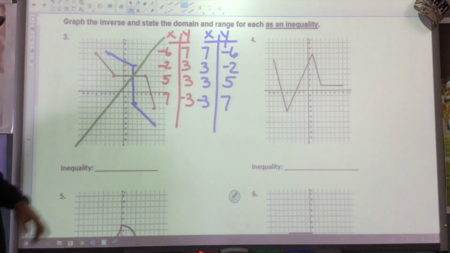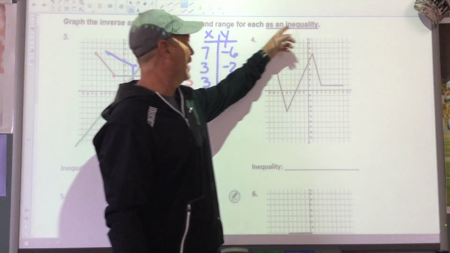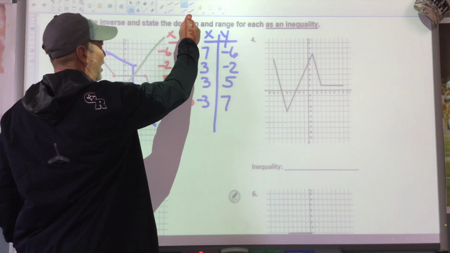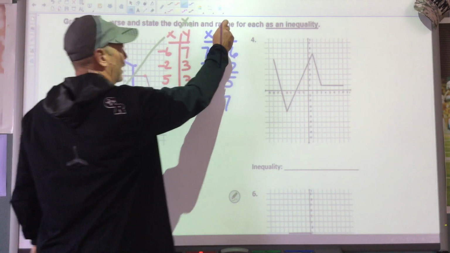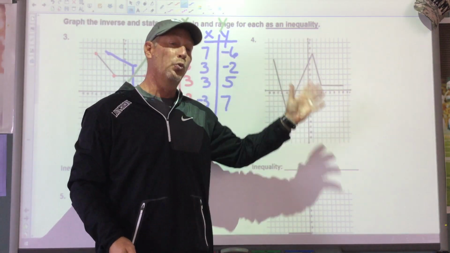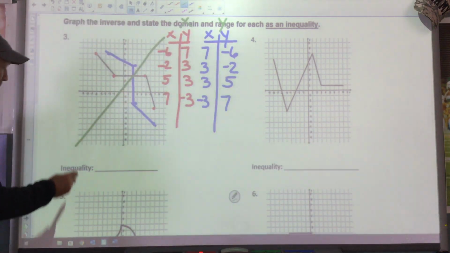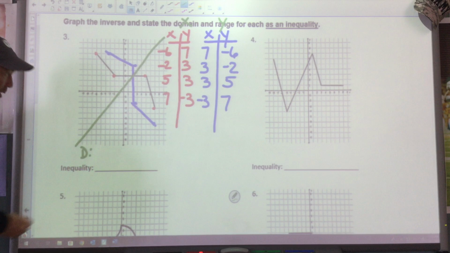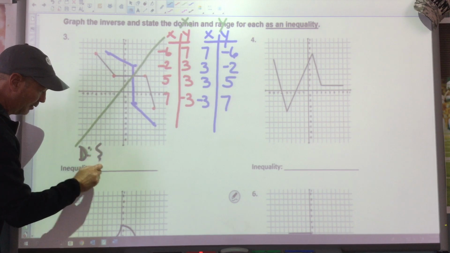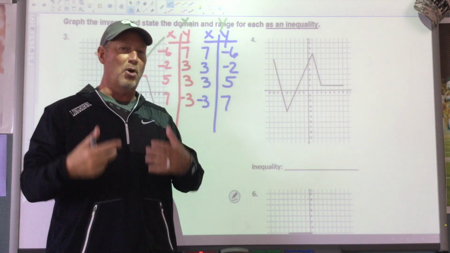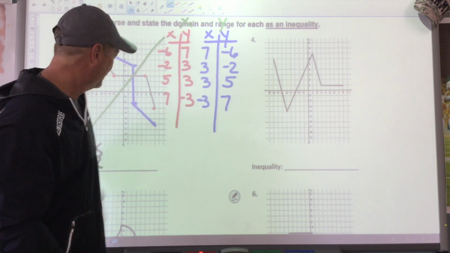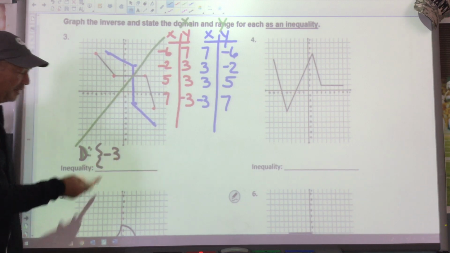Okay, so they're going to ask you to state the domain and range as an inequality. Now remember, the domain is our what? X values, and our range is our Y values. But as an inequality, it's a little bit different, but it's really kind of simple. So my domain, I need you to start with the smallest x value. Over here, my smallest x is going to be negative 3.